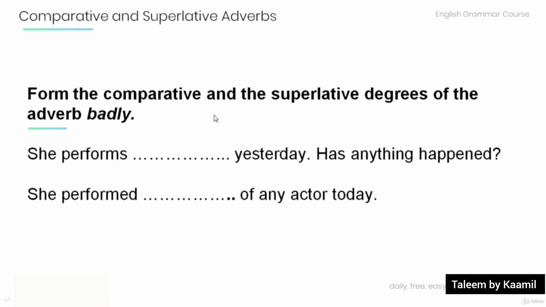Now form the comparative and the superlative degrees of the adverb badly. She performs badly. She performed the worst of any actor today. She performs worse than yesterday. Has anything happened? She performed the best of any actor today.